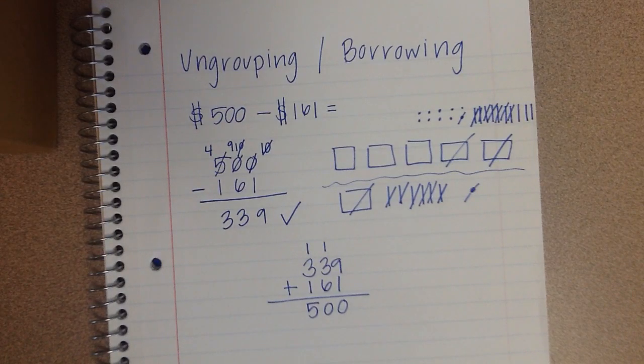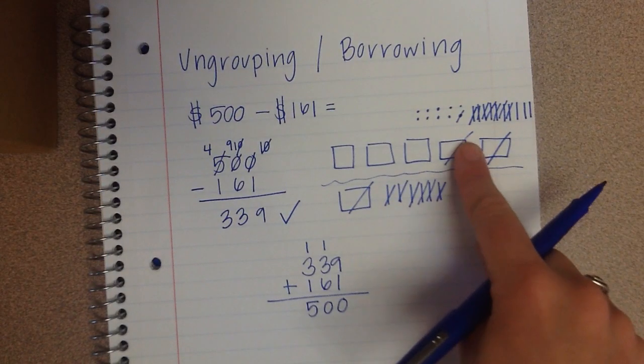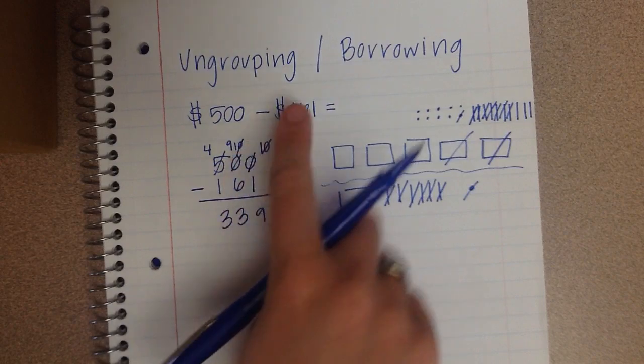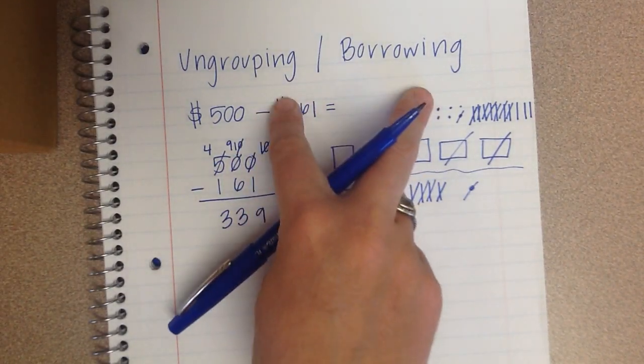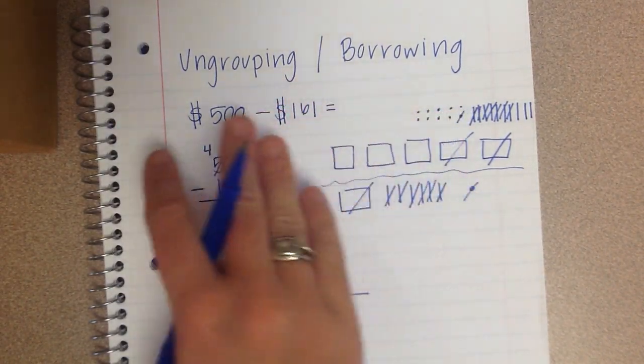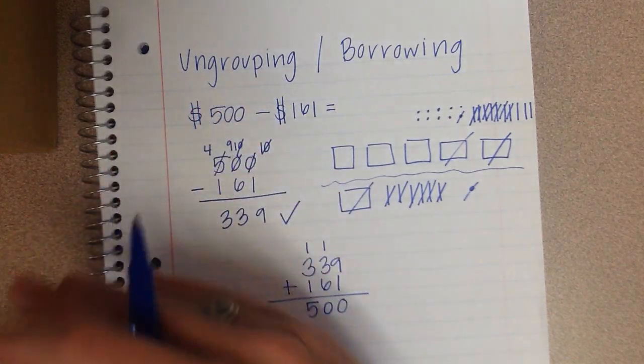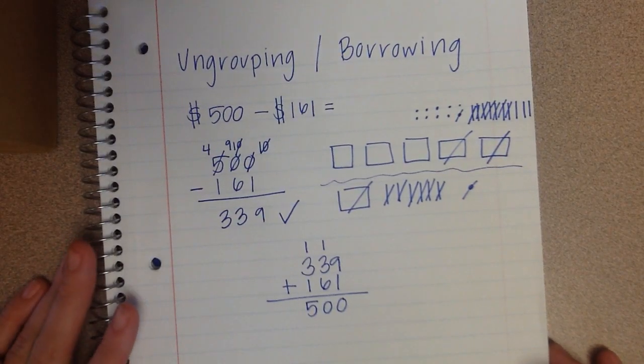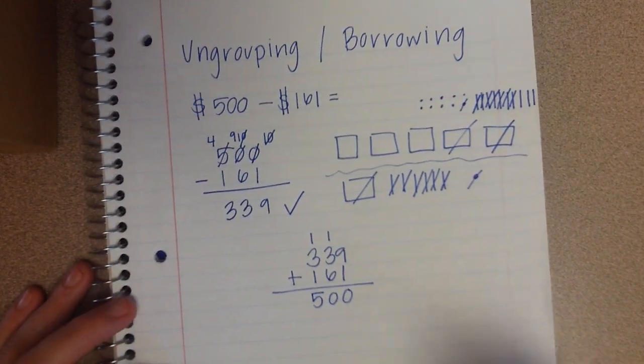So when I think of the word borrowing, I think of taking it, but then you have to give it back. While we use these interchangeably, we're not really borrowing, we're really just regrouping and ungrouping. We are just putting it in a different form so we can actually take it away. Okay? Let's do one more.